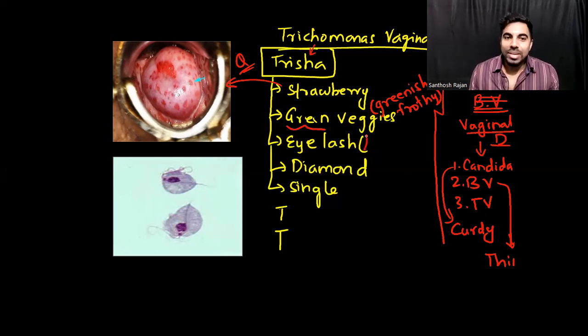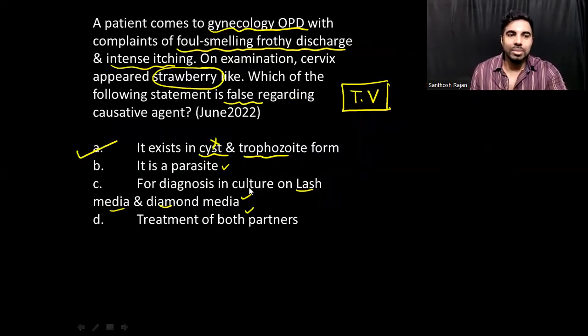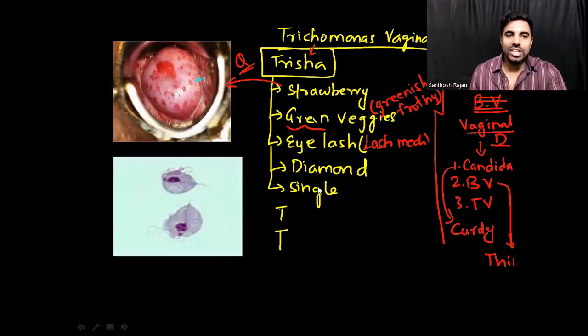Because the media for culturing, this is called Lash cysteine media. If you remember the previous one, see the media, Lash media. Remember Lash media. And then Diamond's media. Diamond also is a media. So these are the two media for growth.